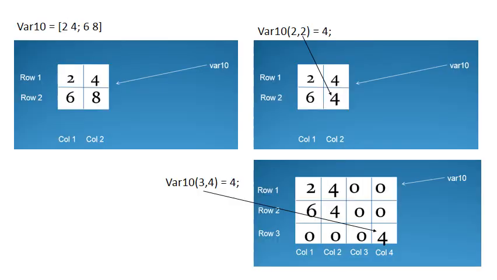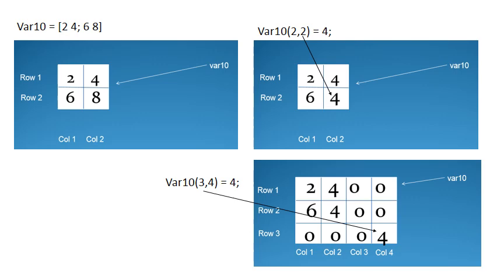In the top left-hand corner we declare variable 10 as 2, 4, semicolon, 6, 8. Which simply creates a matrix with 2 rows and 2 columns. Then in the top right hand corner we say variable 10 round brackets 2, 2 close round brackets is 4. When we're using the round brackets it refers to a specific cell in variable 10. So what we're doing is row 2 column 2 is changed to the value 4. So it's not 8 anymore, it's now 4.